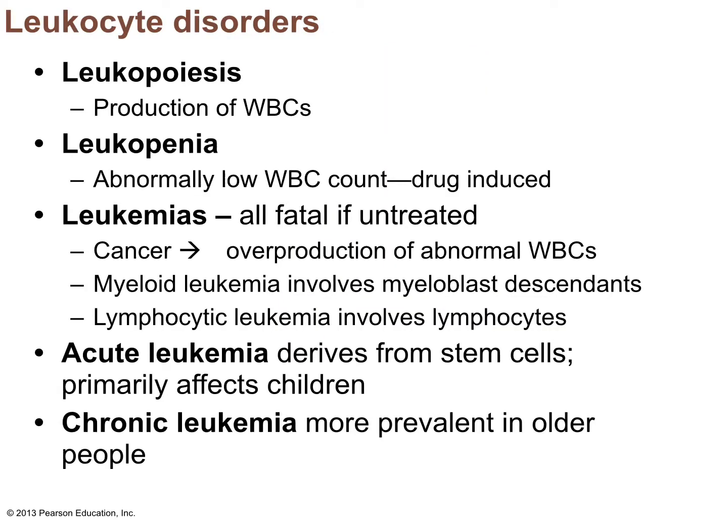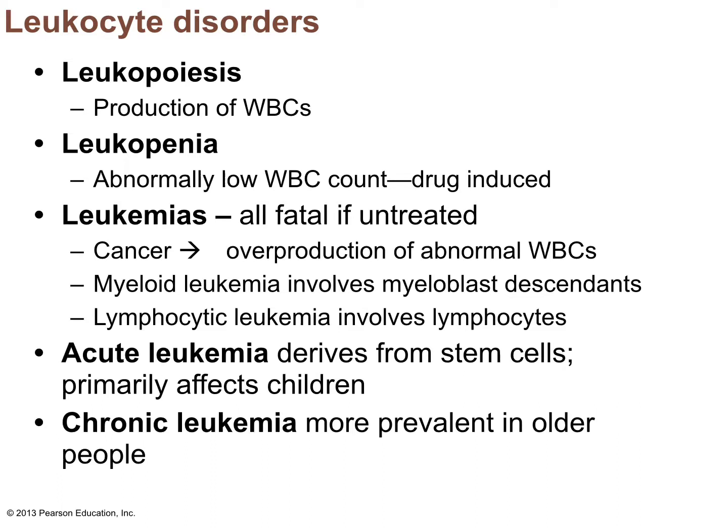So we said leukopoiesis is production of white blood cells. Leukopenia is a decreased production. We said in the other slide leukocytosis is an increased production. Now, what is leukemia? Well, leukemias are types of cancer. You have myeloid leukemia, which involves the myeloblast. You have lymphocytic leukemia, which involves the lymphocyte. And what it is, it's an overproduction of non-functional white blood cells. So it's not an underproduction. Actually, we're producing too many, but they're not functional.